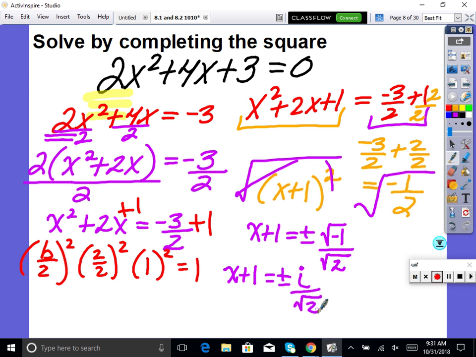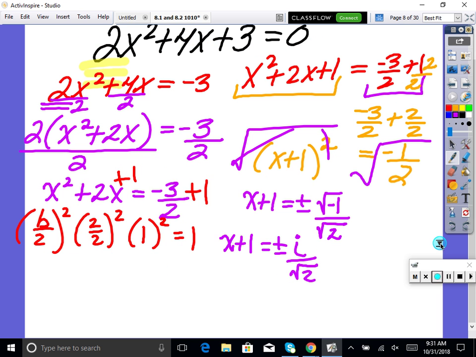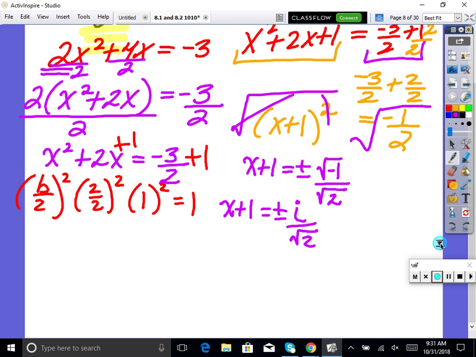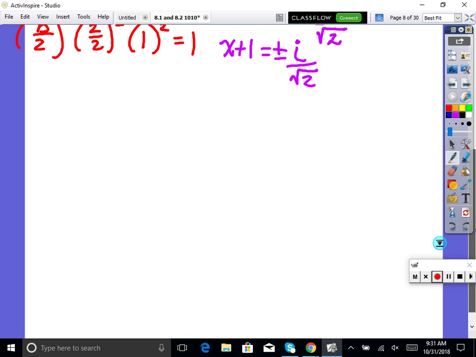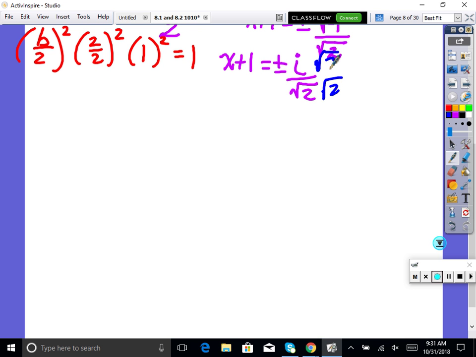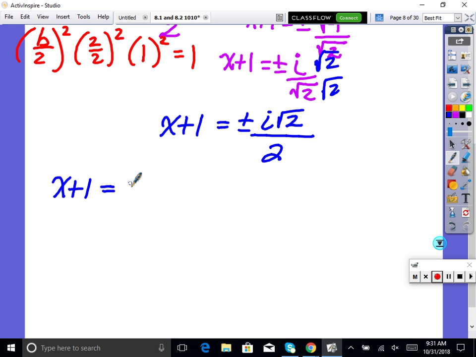Is it even appropriate to have a root 2 on bottom? No, so we got to rationalize the denominator. The hard part wasn't completing the square. The hard part was being able to simplify simple radical stuff. So now we'll rationalize our denominator. We multiply by root 2, and now we have an appropriate answer. We have x plus 1 equals plus and minus i root 2 all over 2. So now we can go ahead and split it up. x plus 1 equals i root 2 over 2, and x plus 1 equals negative i root 2 over 2.